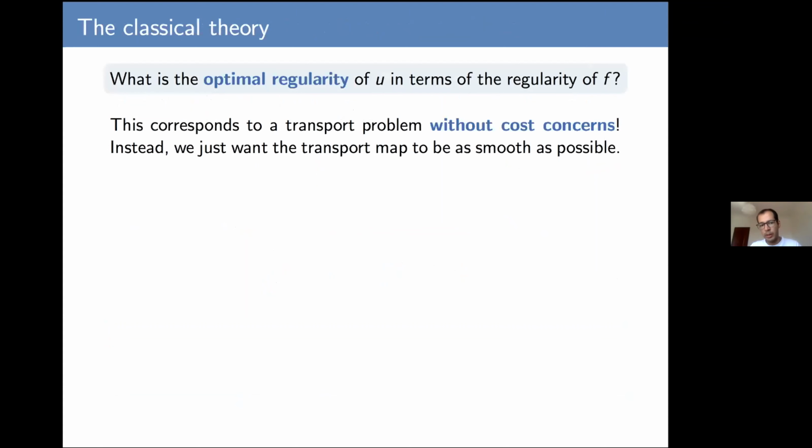And so then the natural question is, what can we say about regularity of these transport maps? So in particular, what is the optimal regularity of a transport map which transports F to the Lebesgue measure? And how does it relate to the regularity of F? So you should think that this is kind of a transport problem without cost concerns, right? In optimal transport, for instance, you would be preoccupied with selecting a transport map which minimizes a certain cost. Here, we are not concerned with costs. We are just concerned with the smoothness of the transport map itself.